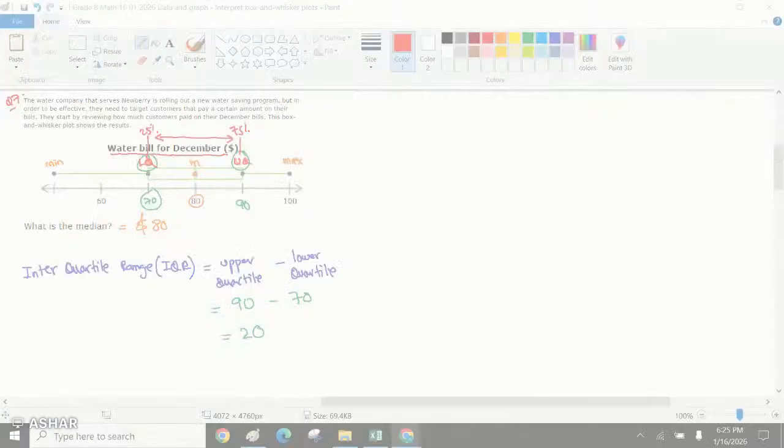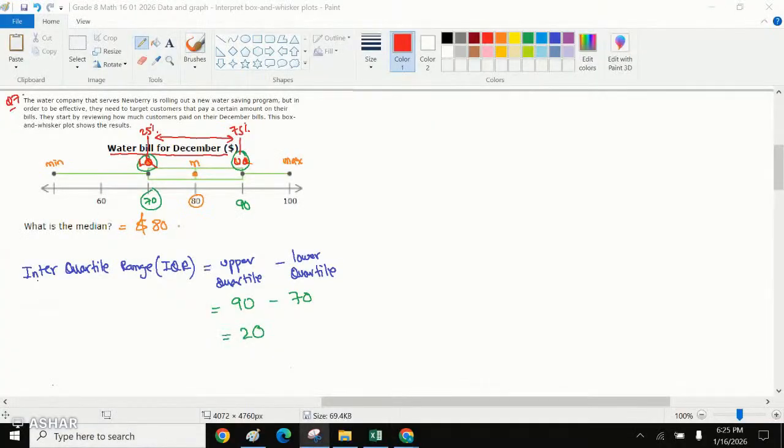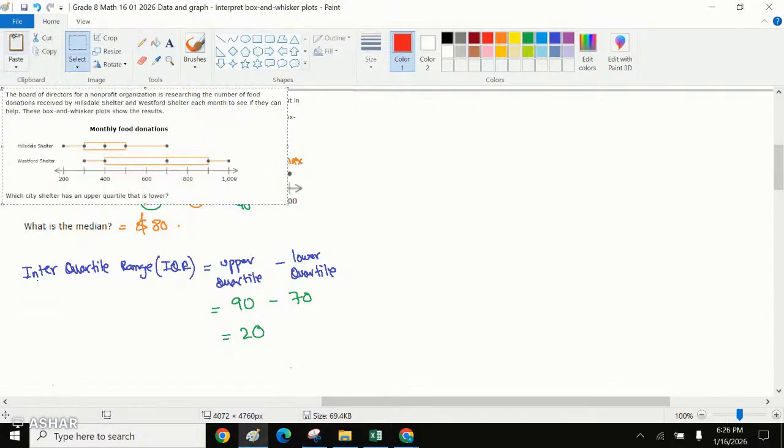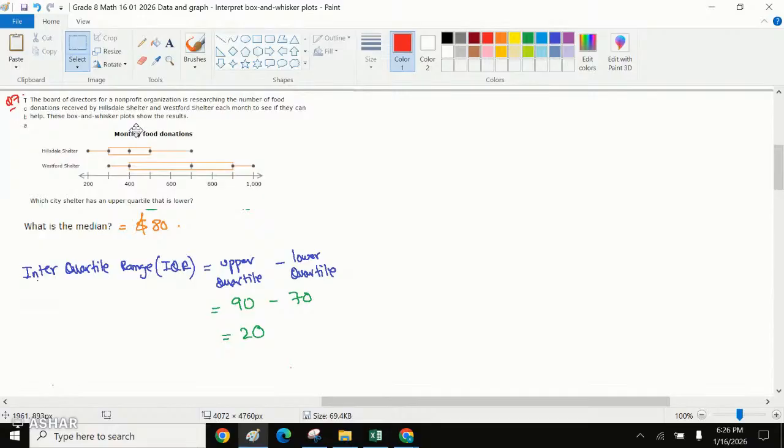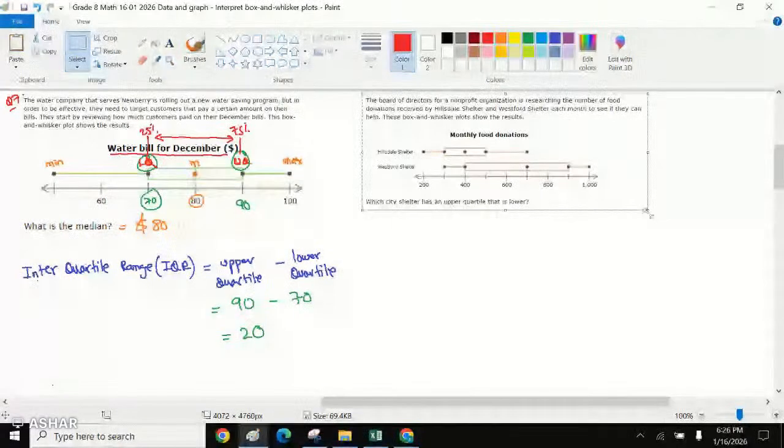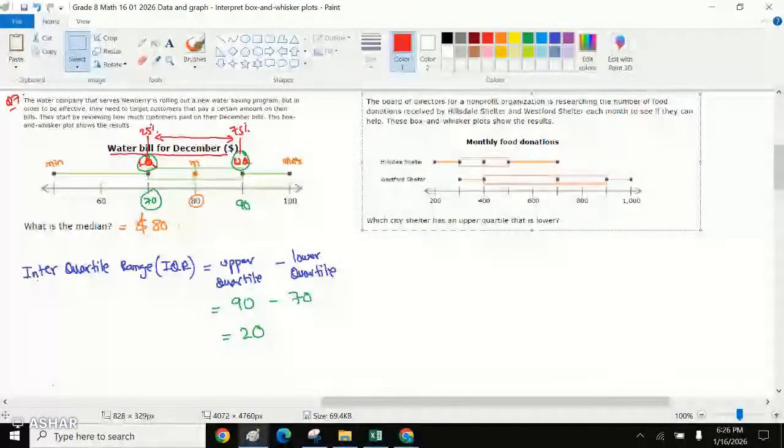They would be using a lot of words just to confuse. Because this question says, which city shelter has an upper quartile which is lower? So how can something which is already upper be lower? But that is possible in box and whiskers, right? Because upper quartile is basically a value.